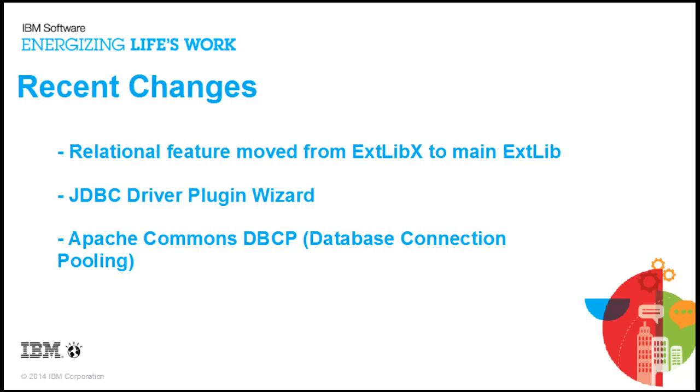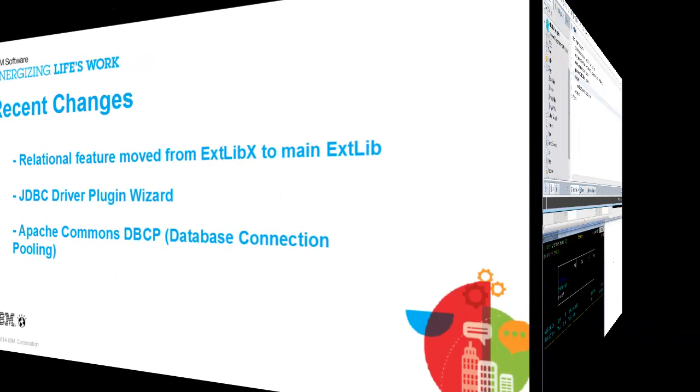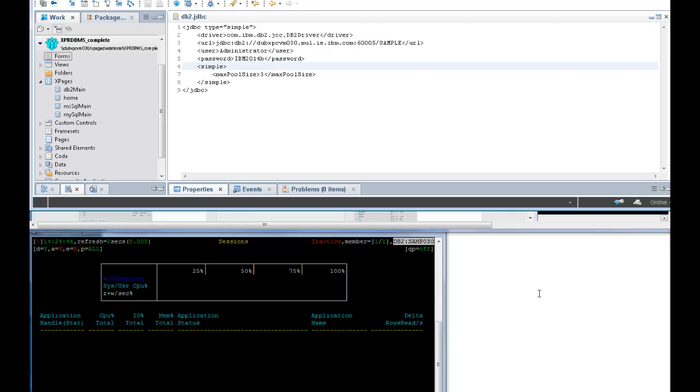connection initialization. In the XPages relational feature, there are currently two supported types of connection pool, simple and DBCP. The simple type is a simple connection pool implemented by the XPages runtime. The DBCP type is the Apache DBCP component, more specifically DBCP version 1.4. I'm briefly going to demo using each of the connection pool types. The simple connection pool is used by default.